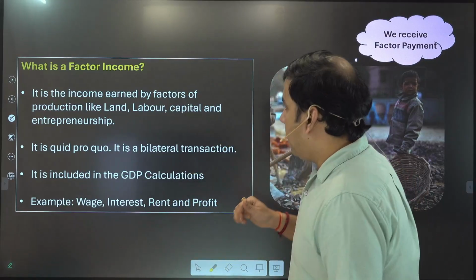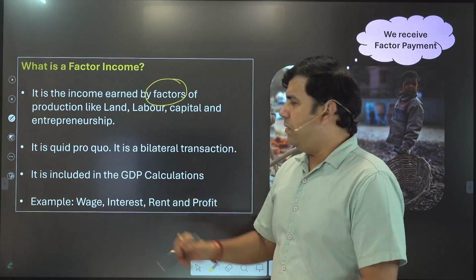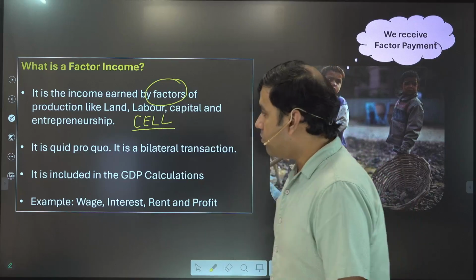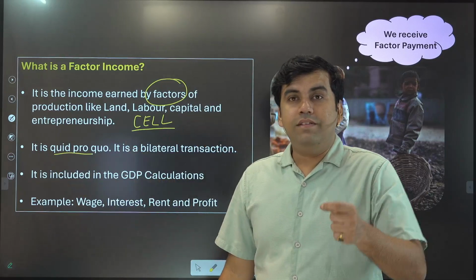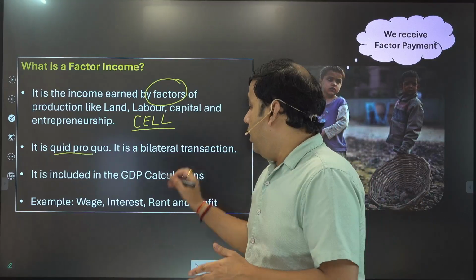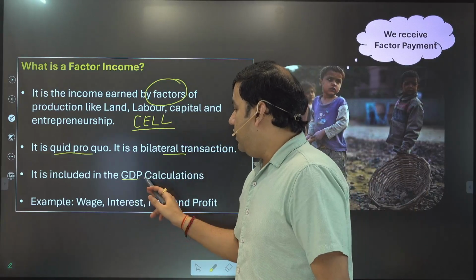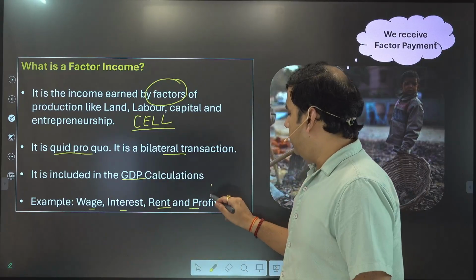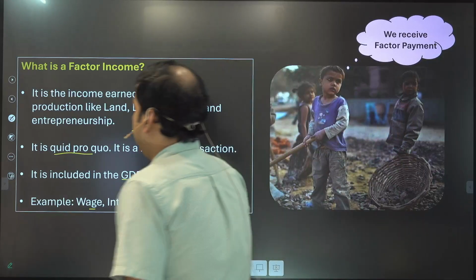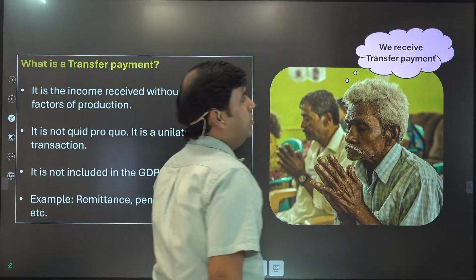It is an income earned by the factors of production: land, labor, capital, entrepreneurship. And I've already given you the acronym for this. Aise yaad kar lena. Just remember it like this. It is a quid pro quo. Quid pro quo means something in return has been given. It is a bilateral transaction. It is included in the GDP: wage, interest, rent, profit, which is also known as RIP.